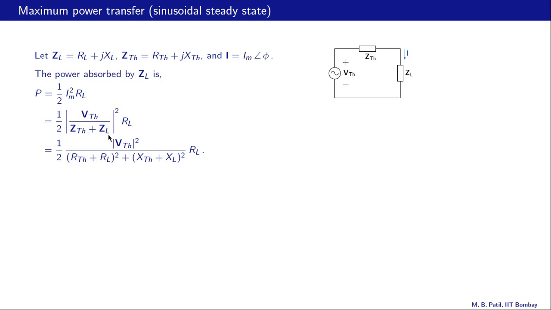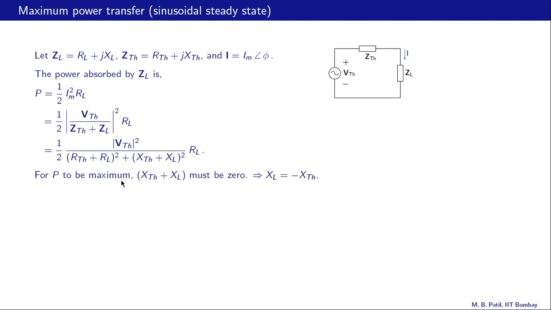Let us rewrite this expression as half mod VTH squared divided by (RTH plus RL) squared plus (XTH plus XL) squared, and that multiplied by RL. Now this VTH squared is independent of ZL, and as far as we are concerned, that is just a constant. So what we need to do now is to find conditions on ZL for which this whole expression is maximum.